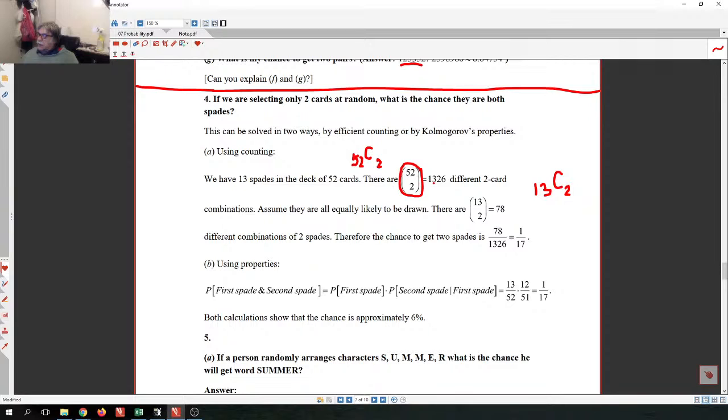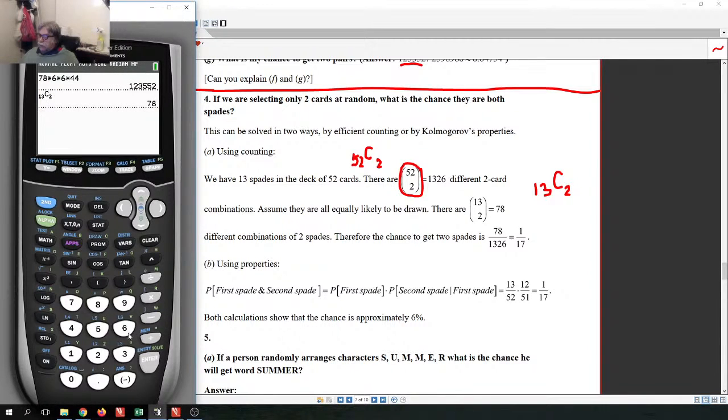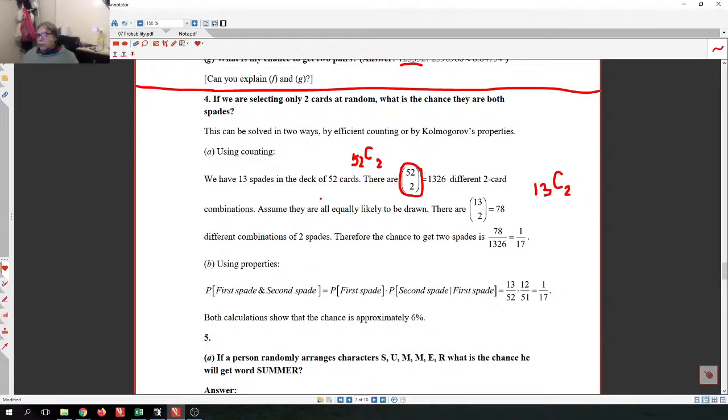78 divided by 1326, you get approximately 6%, or we should say, you can cancel. The bottom is divisible by 78, so if you divide 1326 by 78, you actually get 17. See? So I can cancel 78 on the top, 78 on the bottom, I get 1 out of 17. Approximately 6%. So in a random drawing of 2 cards, there's approximately 6% chance that you're going to have 2 spades.